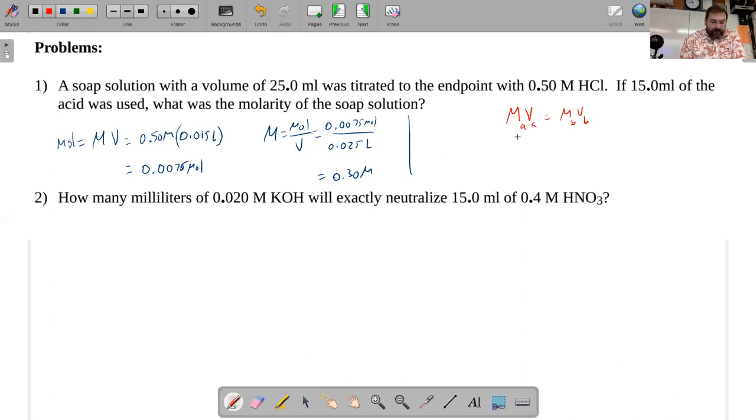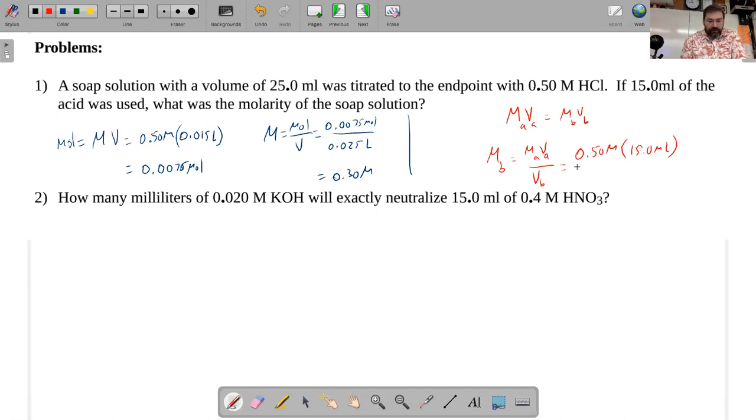For example, I can also get the molarity of the base by taking the molarity of the acid times the volume of the acid divided by the volume of the base. So in one step, I could also take the molarity of the acid, 0.50 molar, times the volume of the acid used, that's 15 milliliters.